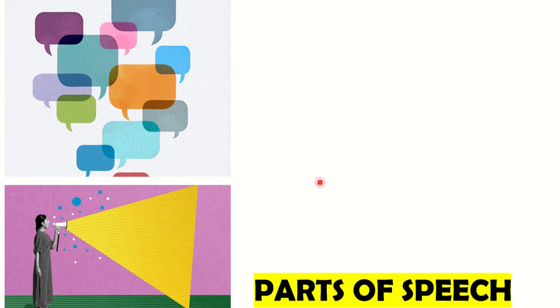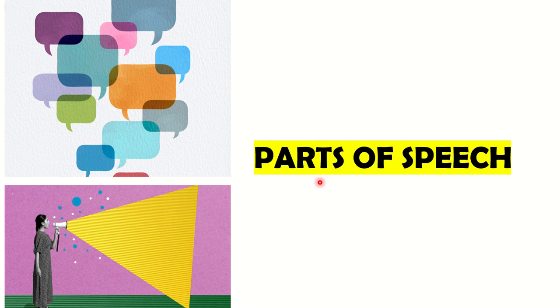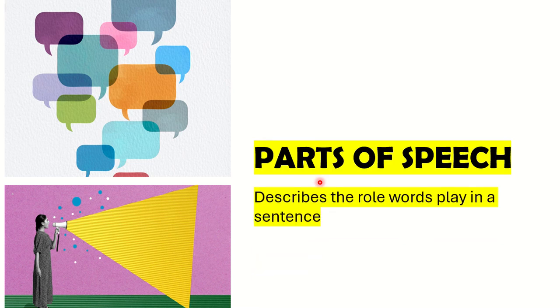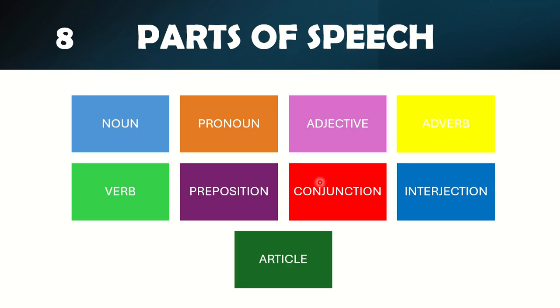Today we will be looking at parts of speech. Parts of speech are used to describe the role words play in a sentence. There are 8 parts of speech, namely the noun, pronoun, adjective, adverb, interjection, conjunction, preposition, verb and article. Determiners have been excluded from this video for the purposes of making this easy.